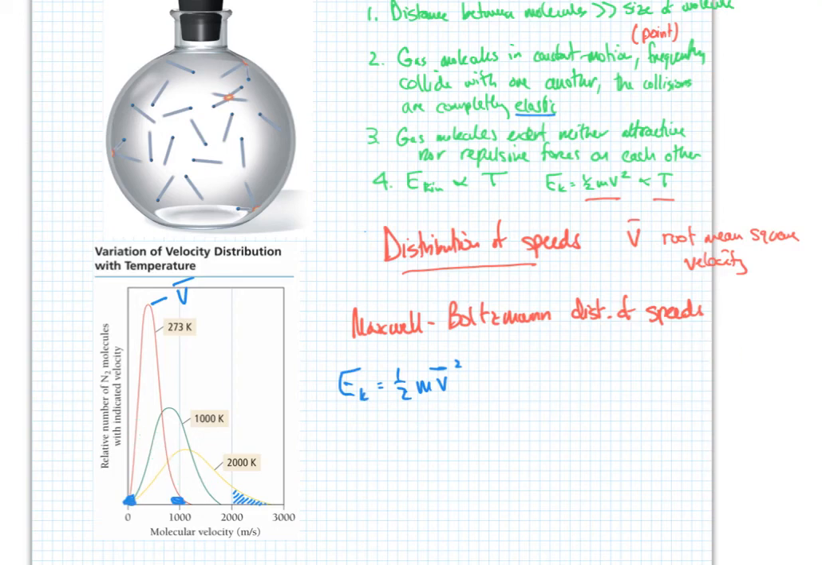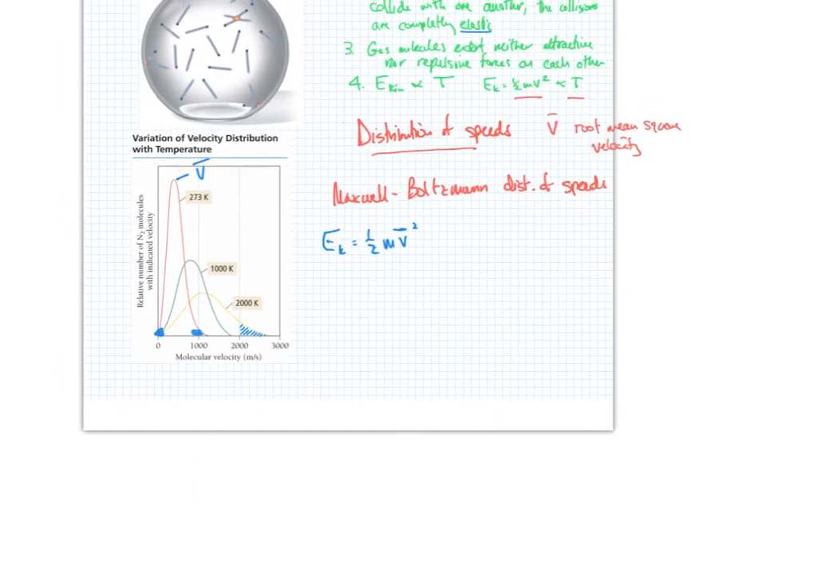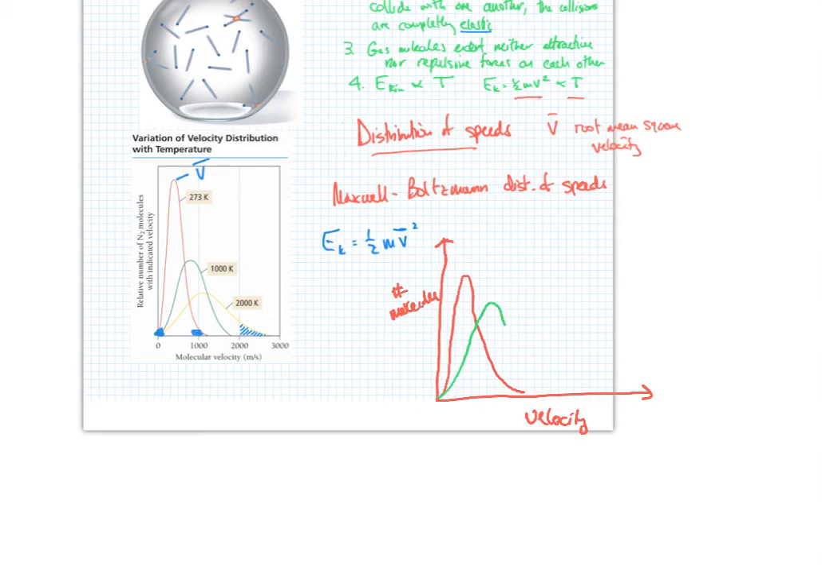Now, if we were to look at two different size molecules, we'd end up with the same sort of Maxwell-Boltzmann distribution of speeds. So let's pretend we were at the same temperature now. So now we have velocity and number of molecules. And let's pretend we had a heavy molecule and a lighter molecule. So this might be something like SF6, and this might be something like oxygen.